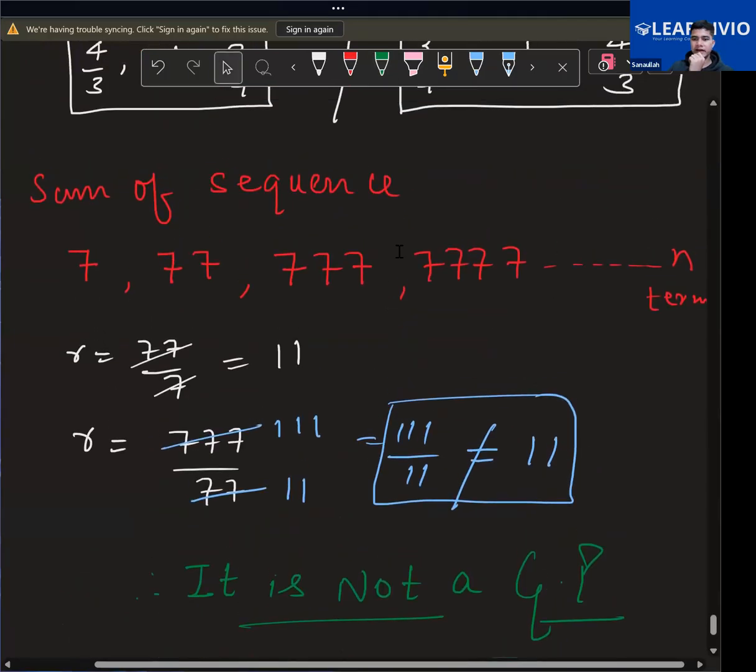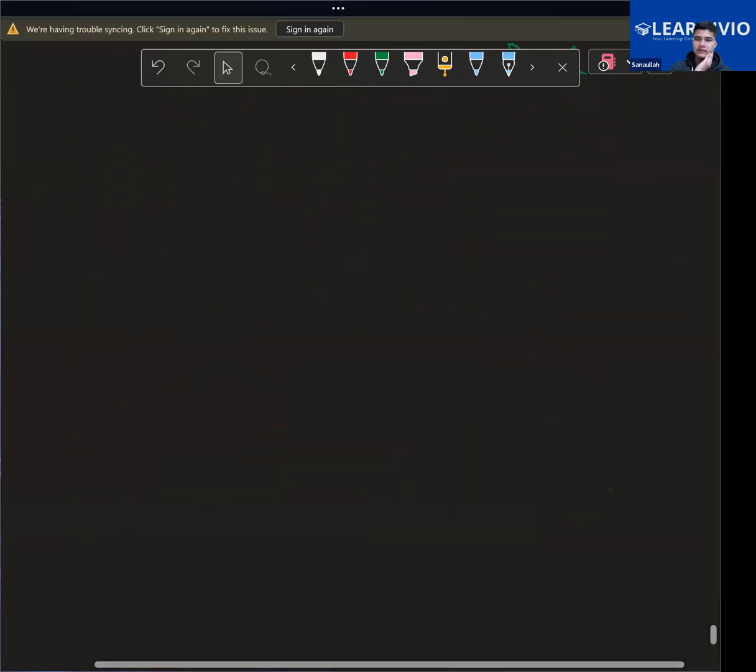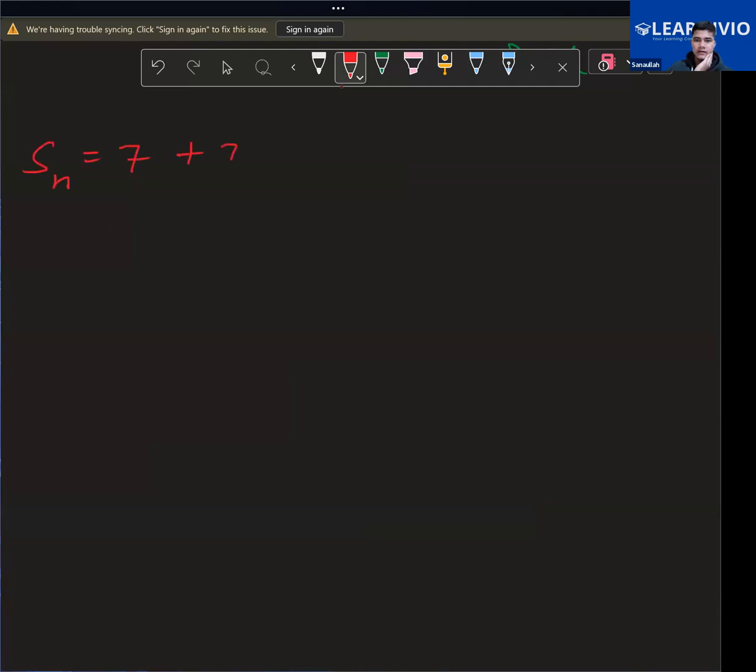This is actually a special type of sequence. You have to learn some steps for solving this question. I'm telling you how to solve this question. You have the sum equal to 7 plus 77 plus 777 plus 7777 plus up to n terms. Understood?